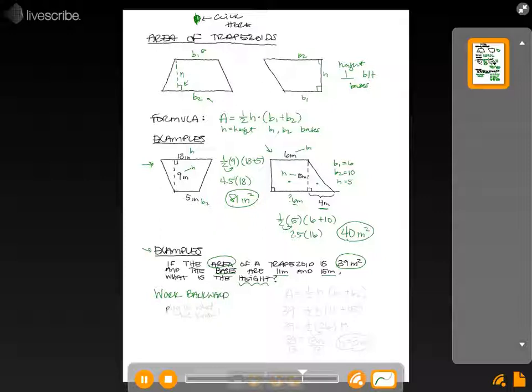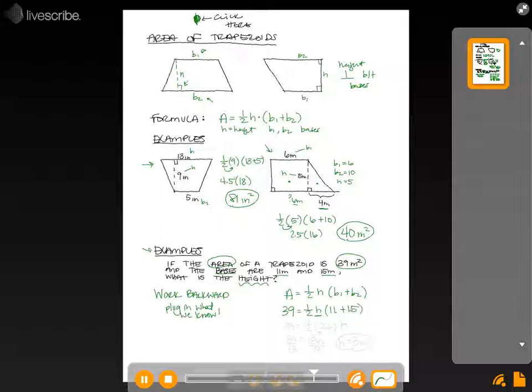So we're going to take our formula and we're going to plug in what we know. Let's start with our formula. Area equals 1/2 times the height times B1 plus B2. We know that the area is 39. The half isn't going to change because we already know that. We're finding our height, so we're going to leave the h in there for height. And then we know B1 and B2. We know 11 and 15.